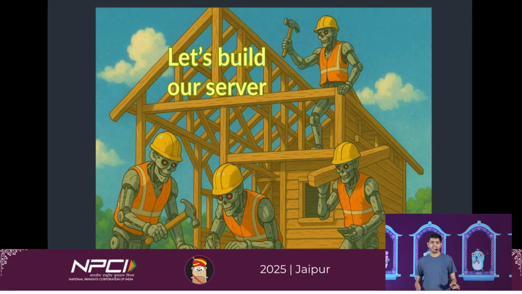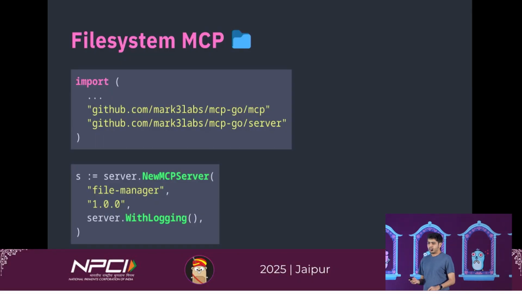So enough theory. I'm pretty sure no one just wanted to read the spec. So let's build our own server. In this talk, we'll be talking about the Mark III Labs MCP package. The official MCP Golang SDK is still in beta, so I wouldn't recommend using it yet. And to create your server, it's pretty simple.